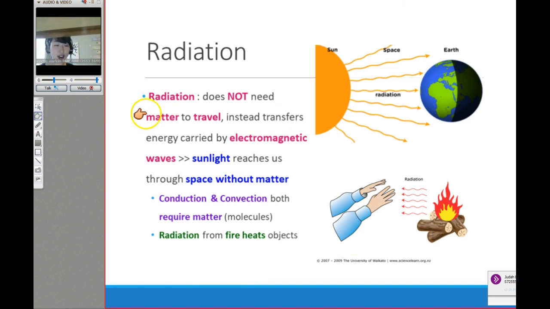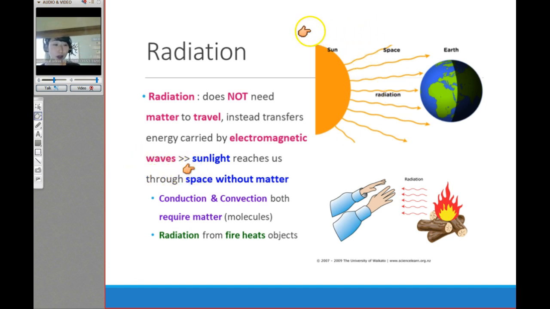Cool. All right, now radiation is kind of a special one. Radiation actually does not require matter in order to travel. So radiation is the travel of heat without using things like atoms or molecules like the other two, right? Convection and conduction required matter, right? Conduction requires objects to be touching, so molecules need to be there to be in contact. Convection requires fluids like air and water, both of which are made of molecules, okay? Radiation, though, is special. Radiation does not require matter. Instead, it gets carried by what are called electromagnetic waves, okay?